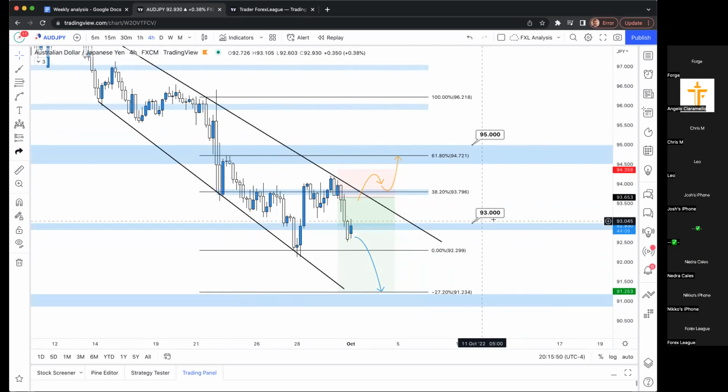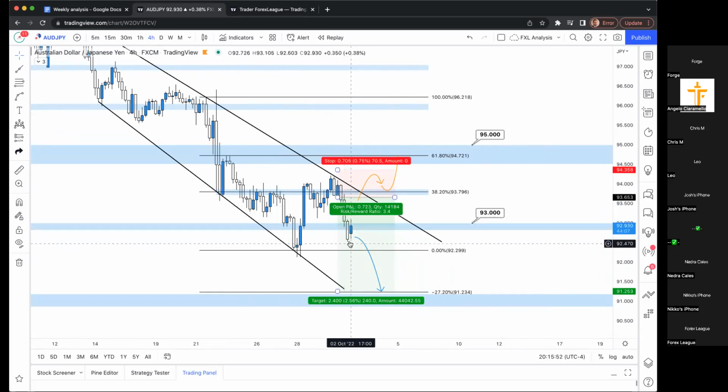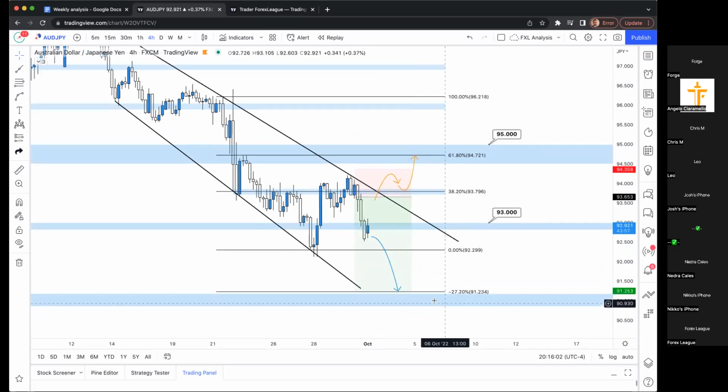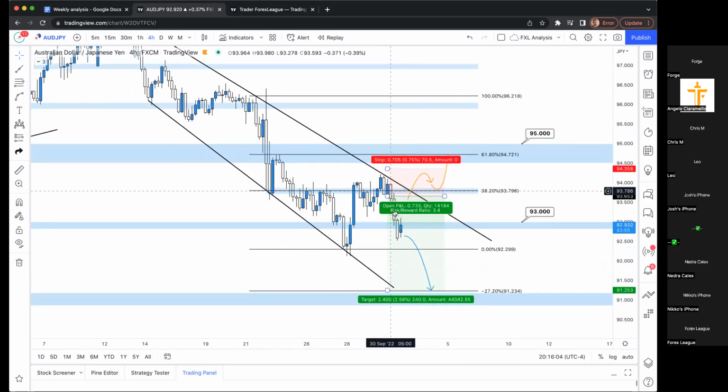Right now we're at minor support 93. It's looking like it's already broke it. We're having some rejection from it now. We have to see if that's going to hold up and if this will just continue with this trade all the way down towards our -27. So that's the likelihood for this week. It's going to keep pushing lower.